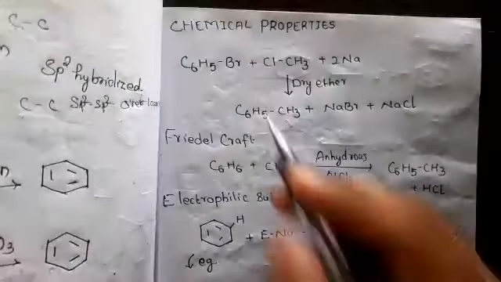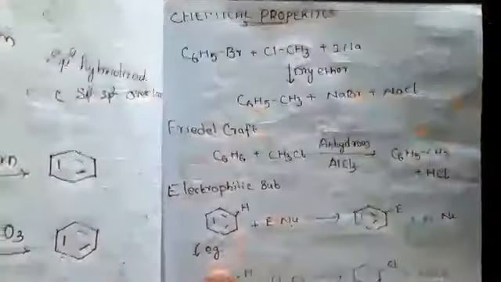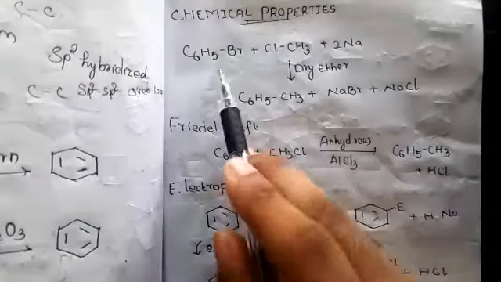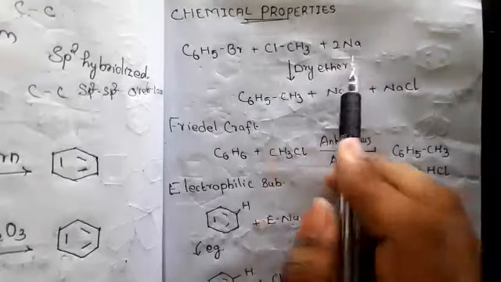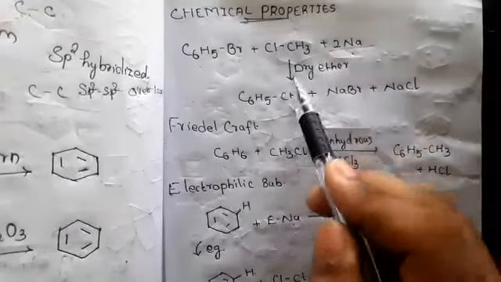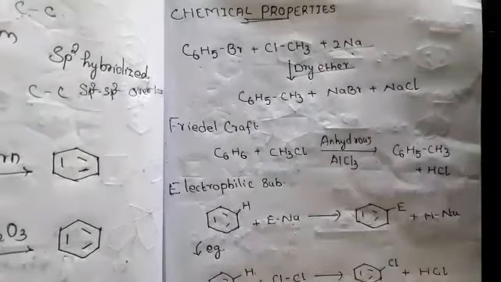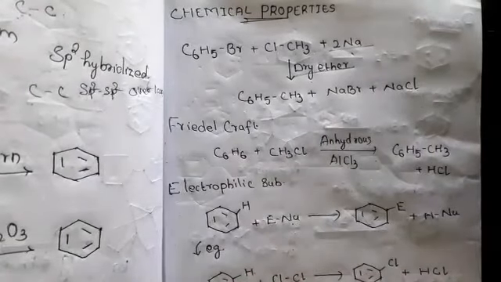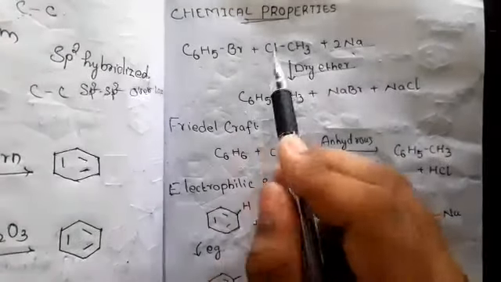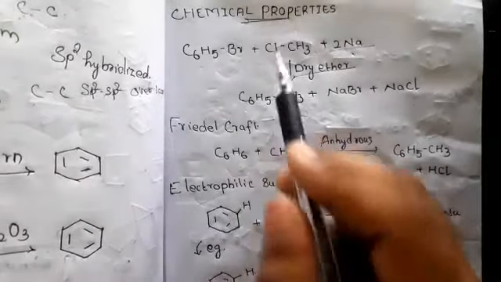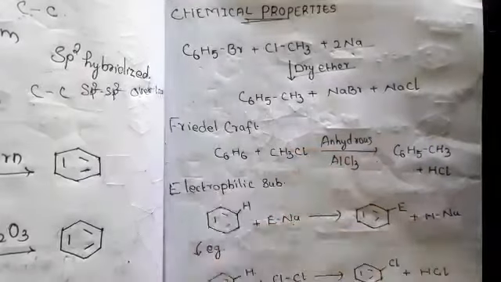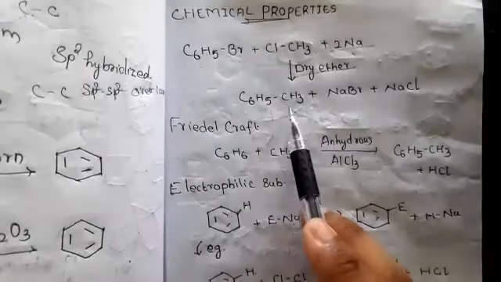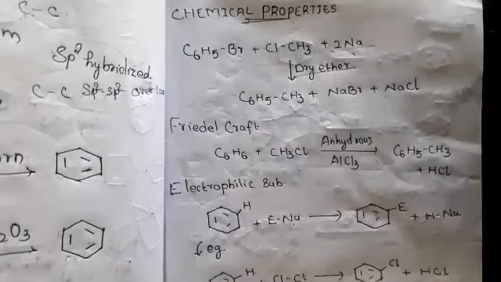So see this reaction next. Chemical properties. What will be the reaction? Bromobenzene and chloromethane are taken, with 2 moles of sodium in the presence of dry ether. What will happen? The Br and the Cl are eliminated and these two are bonded. One sodium will react with bromine, another sodium will react with chlorine. So C6H5CH3, NaBr, NaCl. Okay.